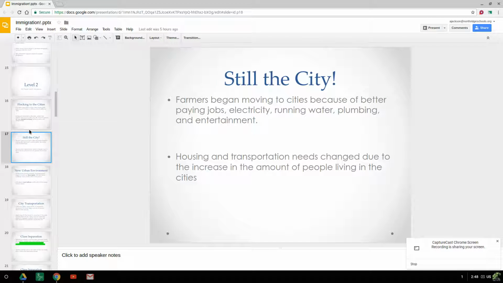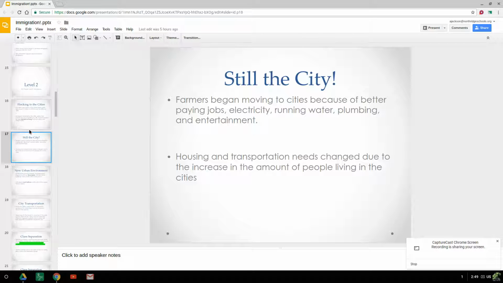As we mentioned, industrialization meant that farmers were coming to the city. So now we have a lot of farmers from these rural areas coming to the urban cities on top of the immigrants. And these farmers are going to begin to come here simply for better paying jobs. We have other amenities in the city that are very important, like electricity, running water, plumbing, and entertainment.